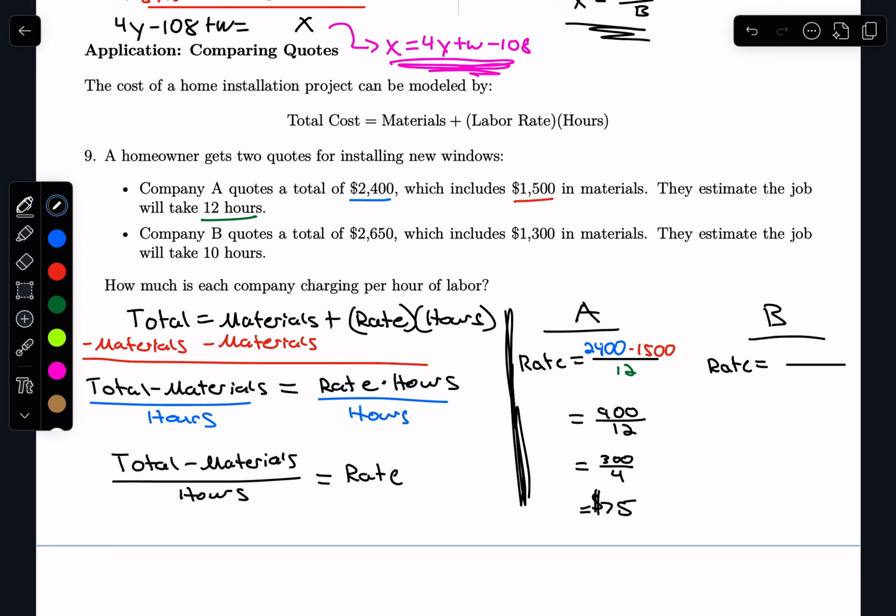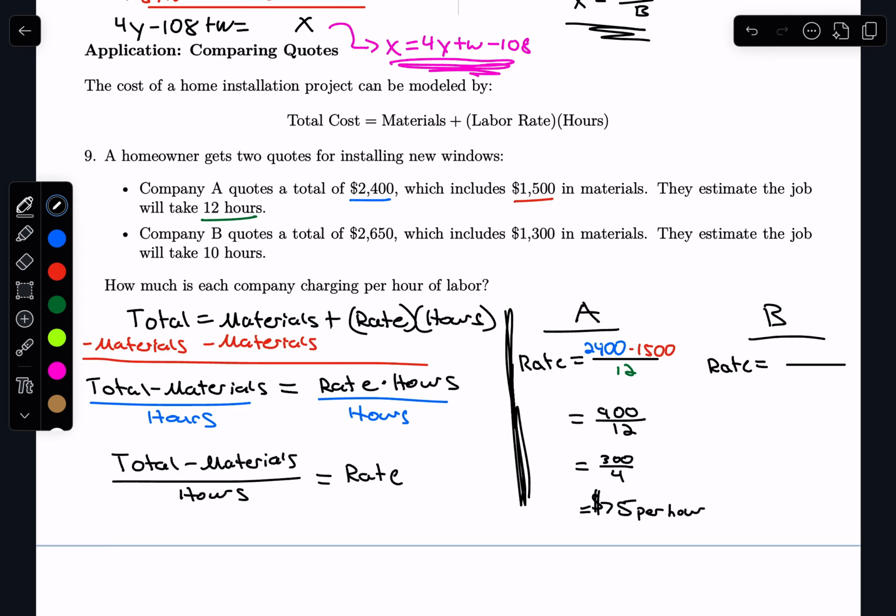Where it's dollars, because it's dollars per hour of labor that this labor rate represents. So company A is charging $75 per hour. We also could have done that, of course, on a calculator, just 900 over 12. But I wanted to be a little special and do it using the fractions because we learned them, and it's good math. And don't pull out a lawnmower to mow one blade of grass.